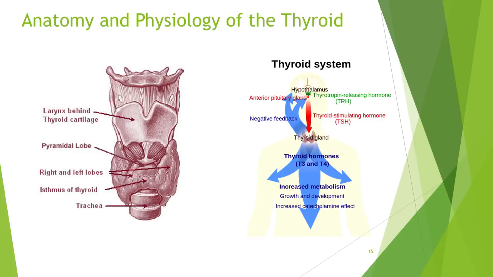T3, T4 is then released into the bloodstream. It causes an increase in metabolism. It is sent to other organs such as the liver, and then as blood comes back to the hypothalamus, if the levels are low, that feedback system continues.